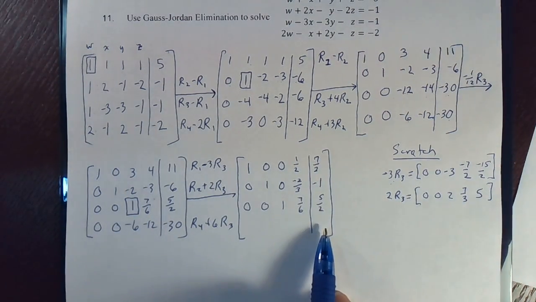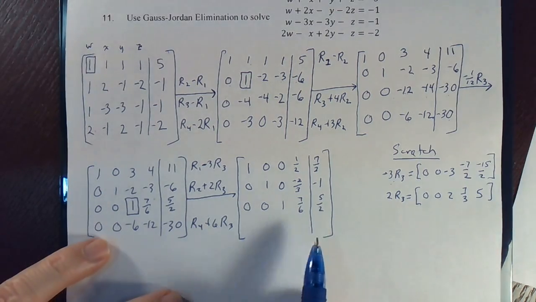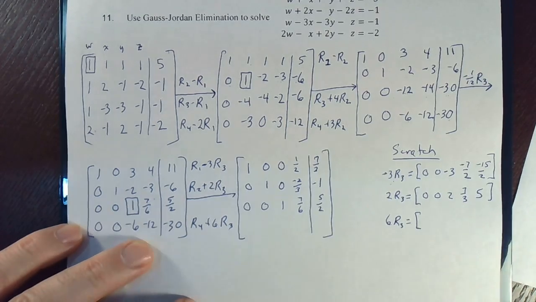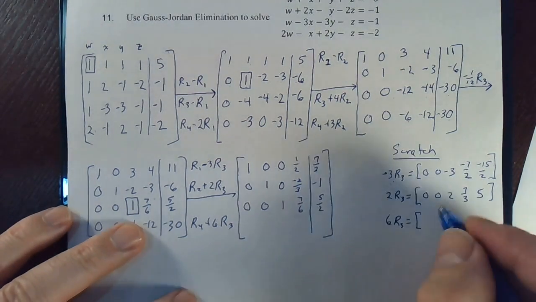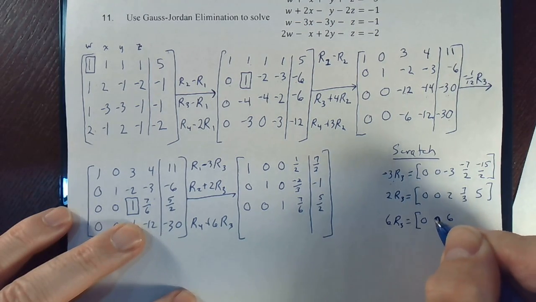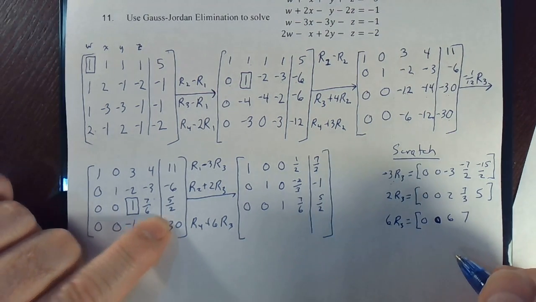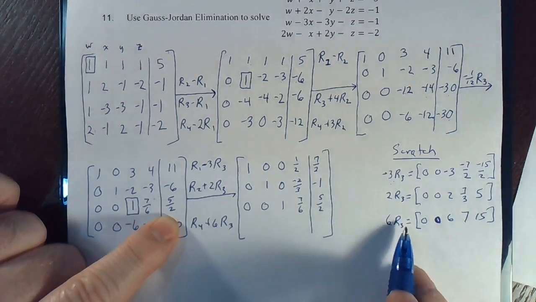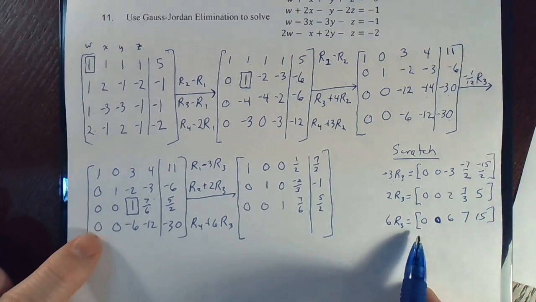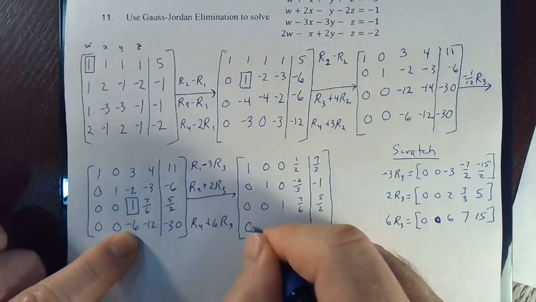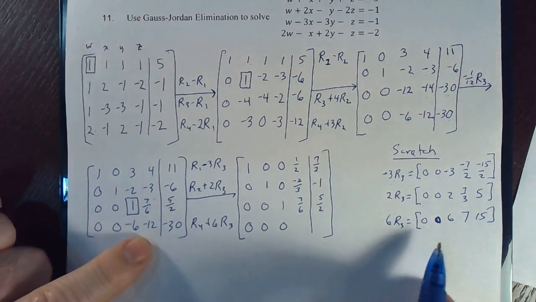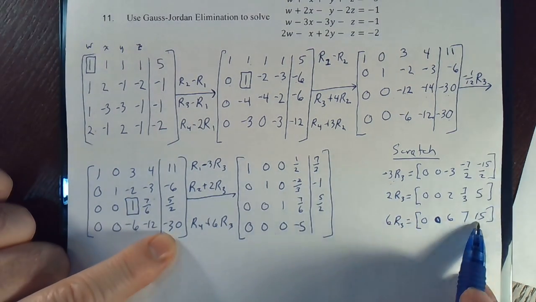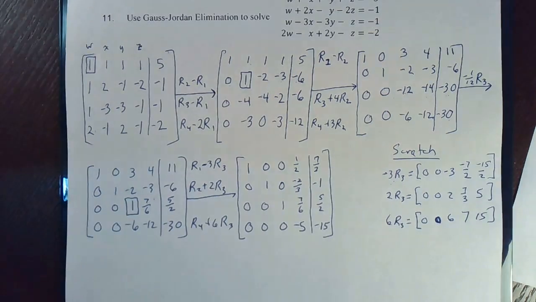All right, row 4, we're getting very close. Row 4, plus 6 times row 3. Let me write down what 6 times row 3 is, although this is pretty easy. 6 times row 3 will be 0, 0, 6. 6 times 7 over 6 is a 7. 6 times 5 over 2, the 6 and 2 cancel to 3, which gives me 15. So add this into row 4. So 0, 0, 0, 0, 0, 0. And then negative 12 and 7 is a negative 5. And then a negative 30 and 15 is negative 15. Beautiful.